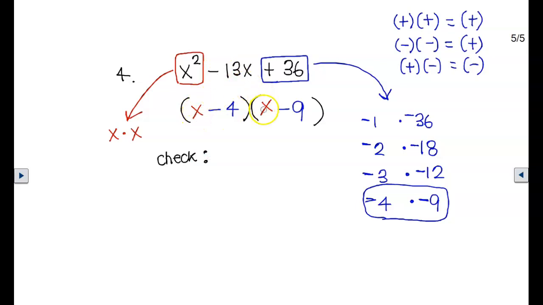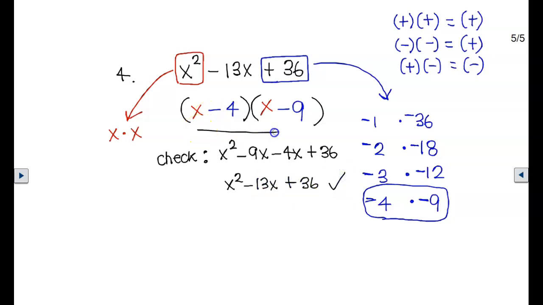So starting with my x times x is x squared. That's a good start. X times the negative 9 would get me a negative 9x. Negative 4 times x would get me a negative 4x. And then finally, negative 4 times negative 9 would get me positive 36. When I combine my like terms, negative 9 minus 4, I'm going to get x squared minus 13x plus 36, which is what I wanted. So I now know that the guess that I made is correct.